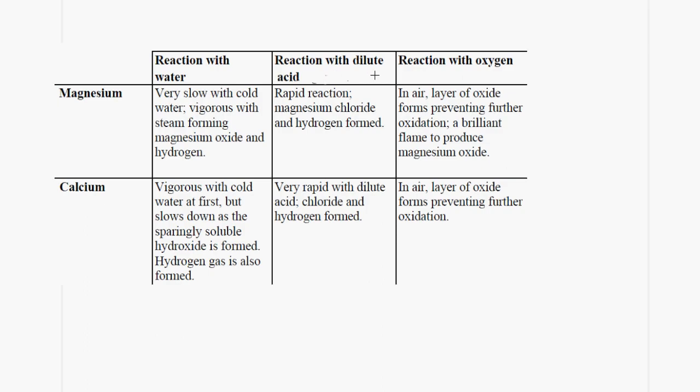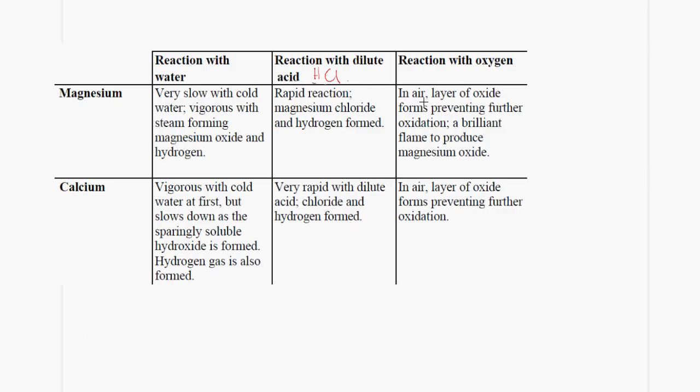The reaction with dilute hydrochloric acid. So the acid in this case we are talking about is HCl. In the case of magnesium, you have a rapid reaction. You get magnesium chloride being produced as well as hydrogen gas. For calcium, it's a very rapid reaction with dilute hydrochloric acid. Calcium chloride is produced and hydrogen gas is produced.